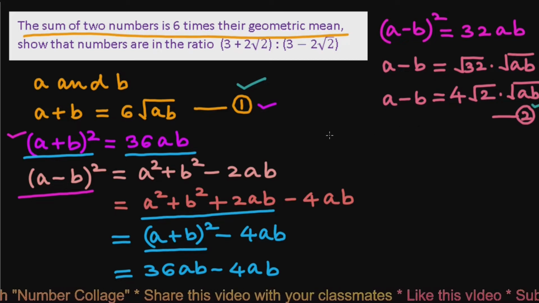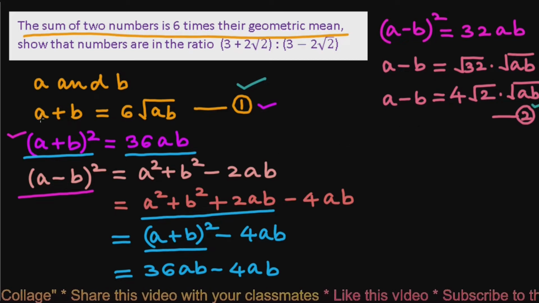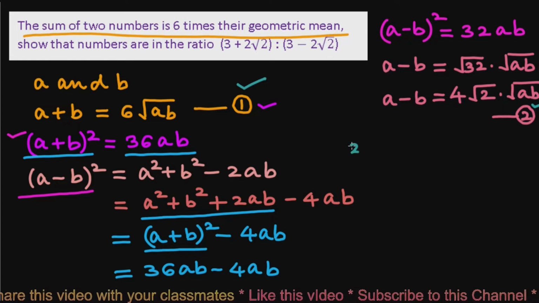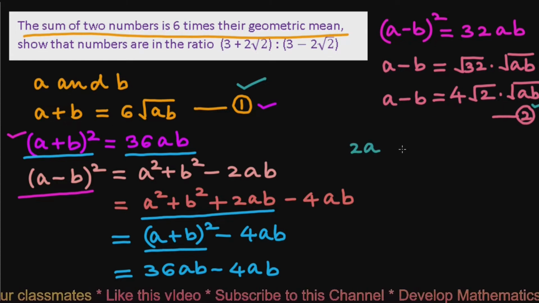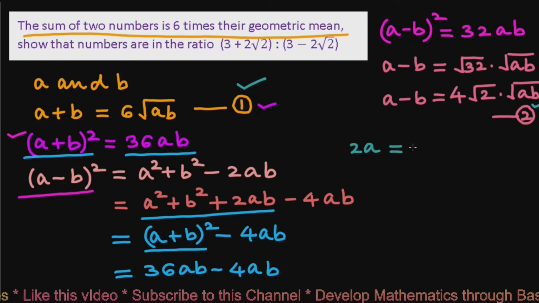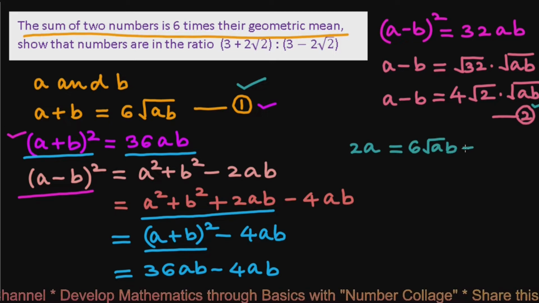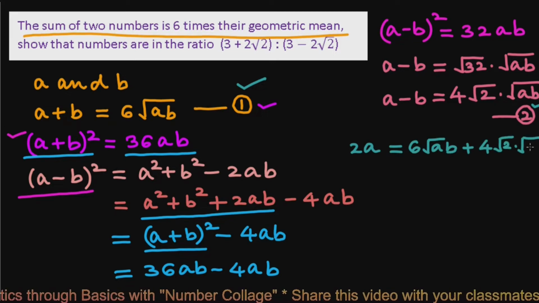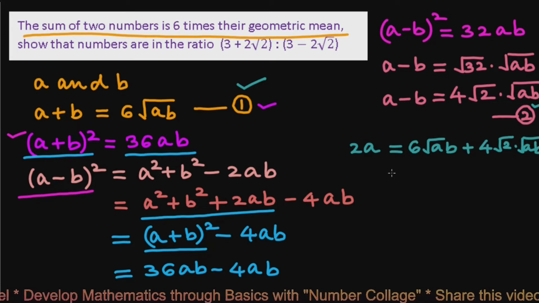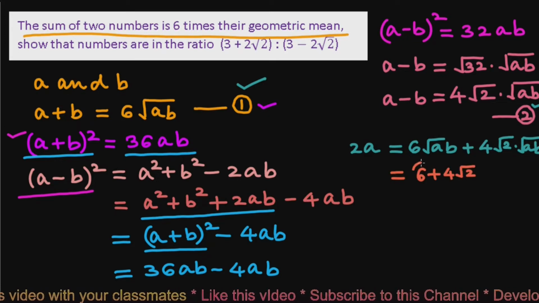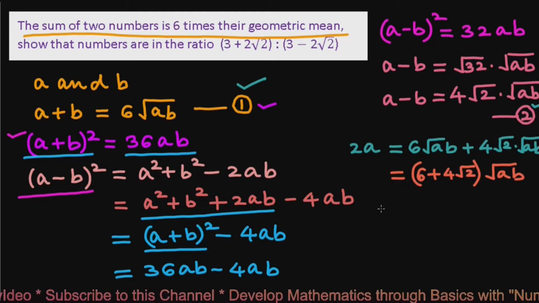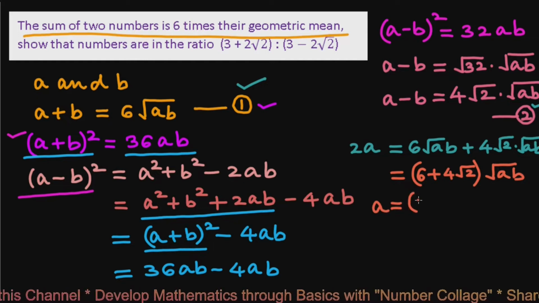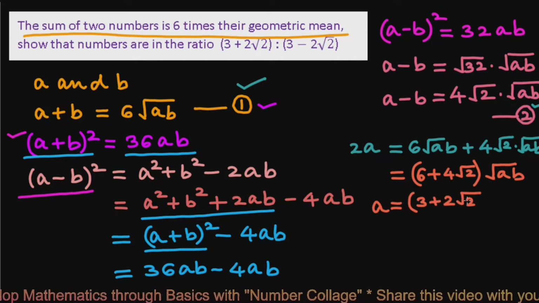So we will add these two equations. We get A plus this A will be 2A. B minus B will be 0. That equals 6 root AB plus 4 root 2 into root AB. This will be (6 plus 4 root 2) times root AB. So A will be, dividing by 2, it will be (3 plus 2 root 2) square root AB.